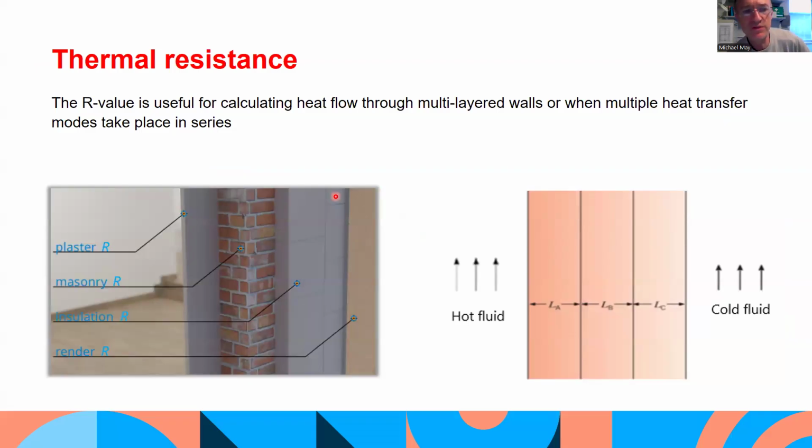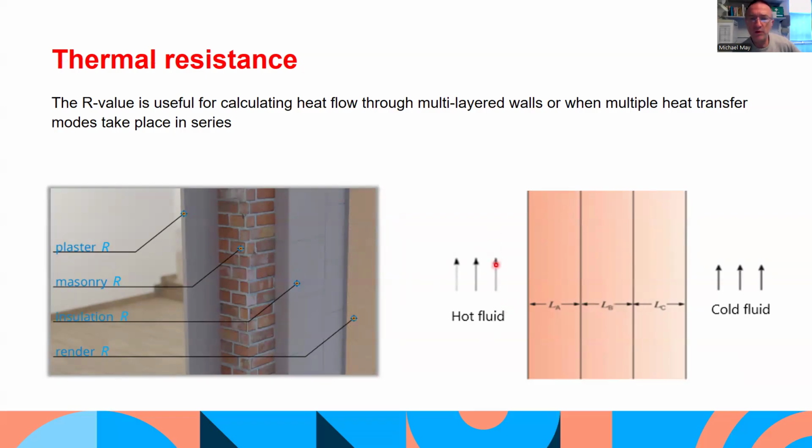So the R value is useful when trying to calculate heat transfer through a multi-layered system. We did an example earlier on when we dealt with multiple layers in a wall and showed how we can calculate that with an equation. But we can use the R values to simplify that equation slightly. But where it really comes into its own is when we're dealing with a multi-layered system that consists of both conduction and convection. The R value is very useful for that situation.